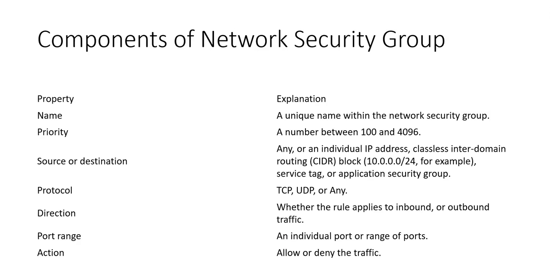Components of a network security group: the name, which should be unique. The priority: the lower the number, the higher the precedence. The source or the destination. It can be an individual IP, a classless interdomain routing, that is CIDR, block. It can be a service tag or application security group. Protocol, it can be TCP, UDP, or any. The direction, whether the rule applies to inbound or outbound. Port range, an individual port or a range of ports. Action, whether it's allowing or denying.